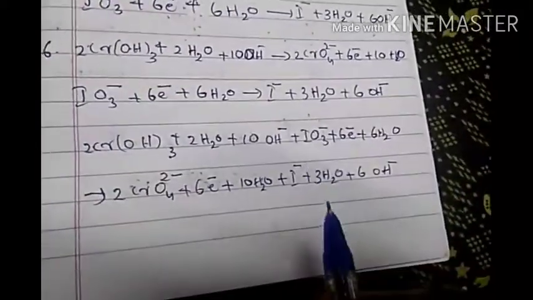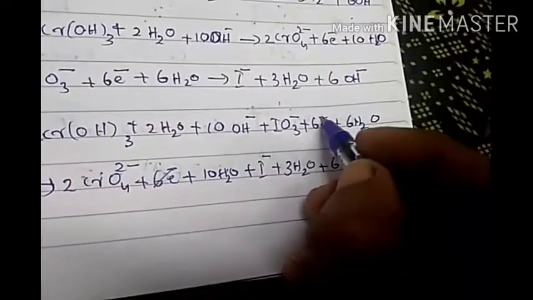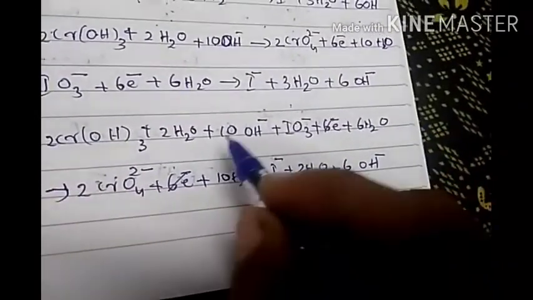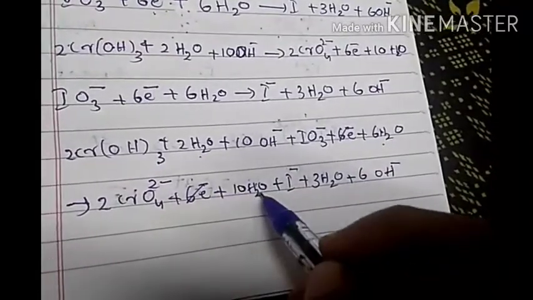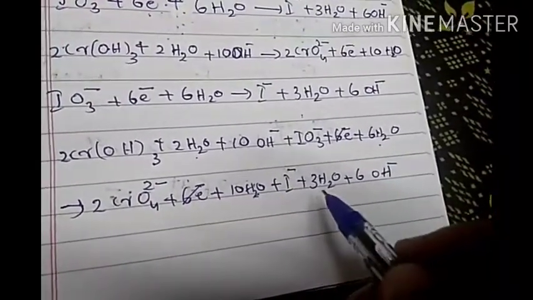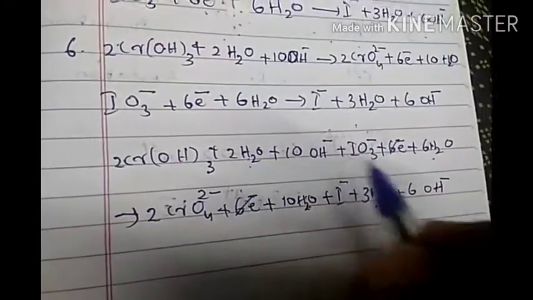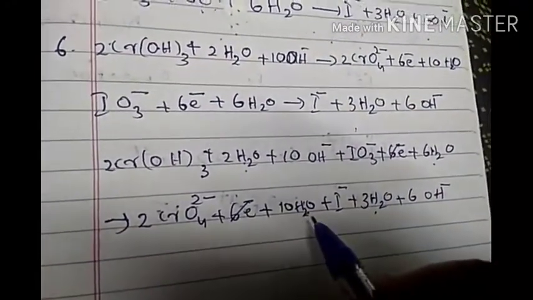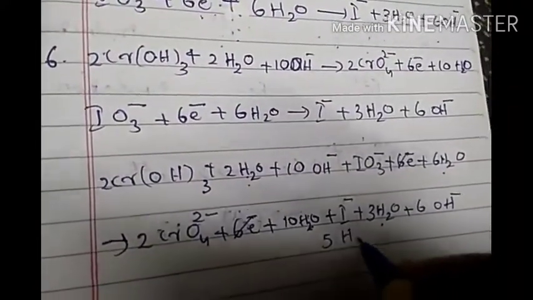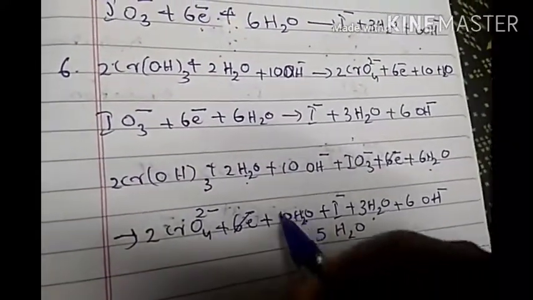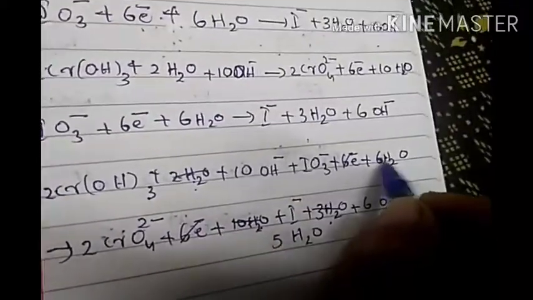Now we have to cancel the common terms, that is 6 electrons are common in both sides, so we can cancel them. Now water, here 2 H2O plus 6 H2O, 8 H2O, and here there is 10 H2O plus 3 H2O, that is 13 H2O. Here total 8 H2O and here 13 H2O. When we are cancelling we will get the remaining 5 water molecules. 5 water molecules will be there in the product side. This water molecule will be cut.